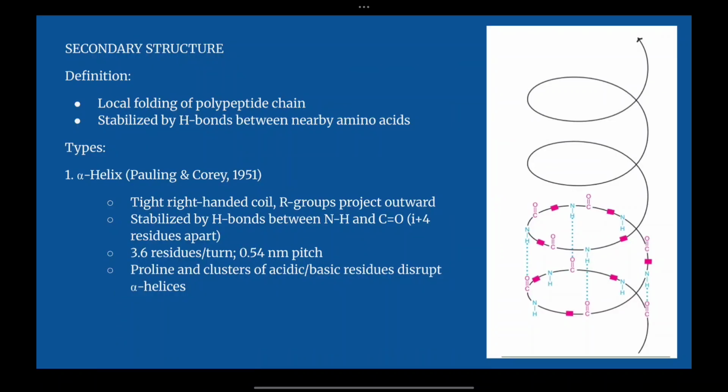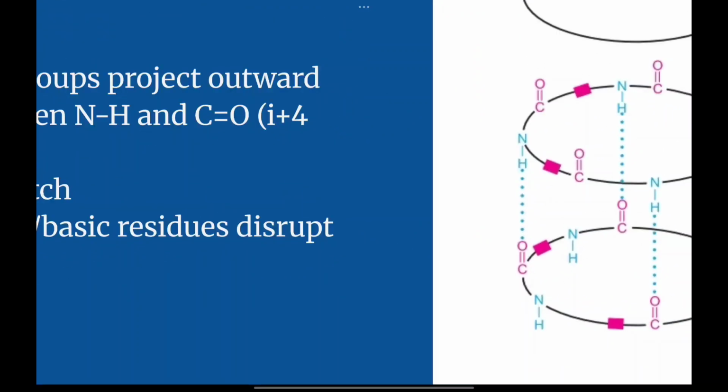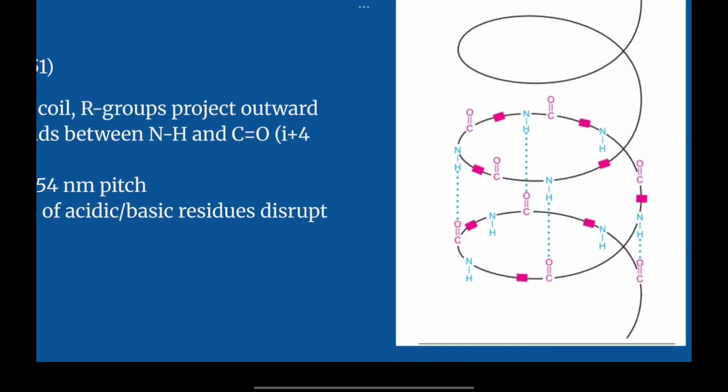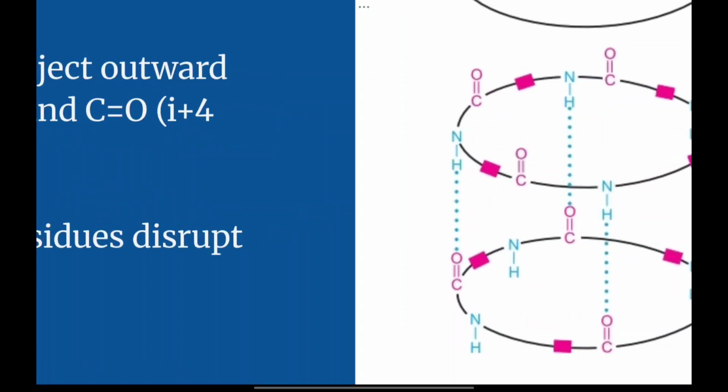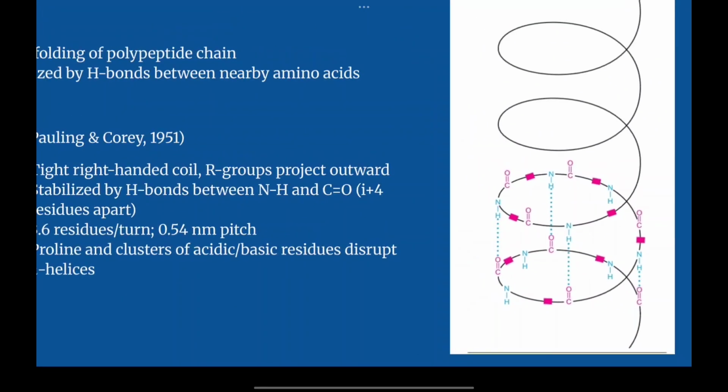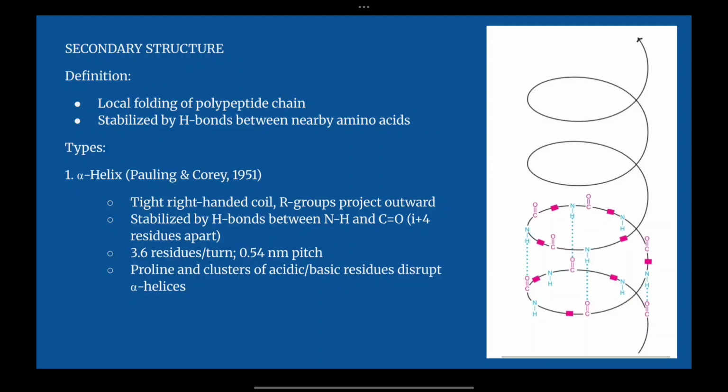The secondary structure is the local folding of the polypeptide chain. It is stabilized by the hydrogen bonds between nearby amino acids. Here a pink box is one amino acid which is linked to another amino acid. You see one single line that is spiraled one above the other. The bond formed between the two spirals is called the hydrogen bond. This hydrogen bond is going to determine the secondary structure.